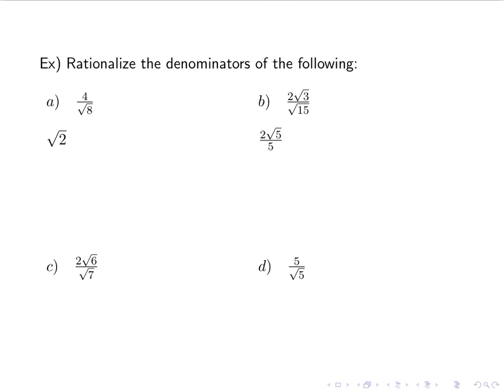The next one, 2 root 6 over root 7. I can't simplify that at all. 6 and 7 have nothing in common. They are not simplifiable on their own, right? There's no factor of 6 that's a square. There's no factor of 7 that's a square. So the only thing I can do here is multiply top and bottom by root 7. And if I do that, my bottom is going to be 7. My top will be 2 root 42. And 42 doesn't have any factors that are squares.